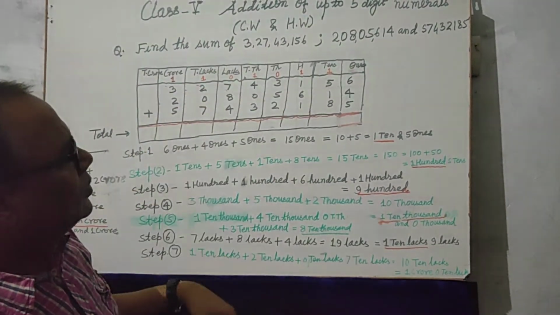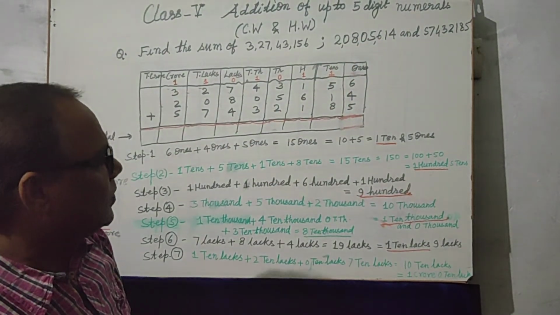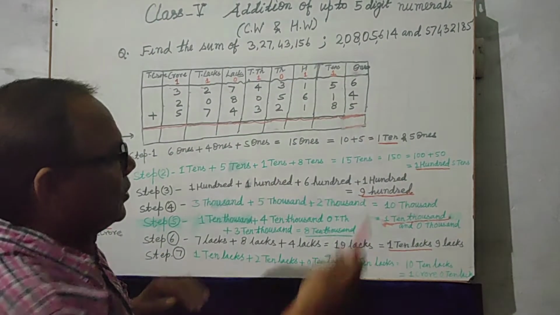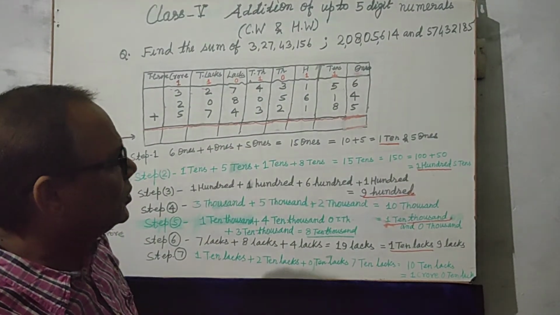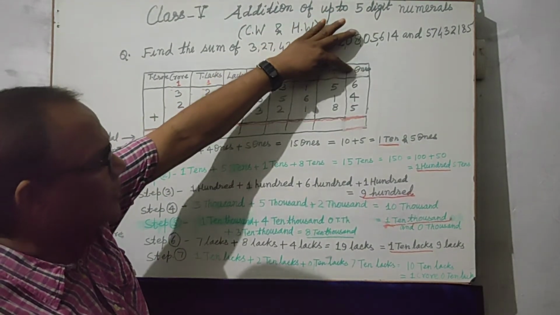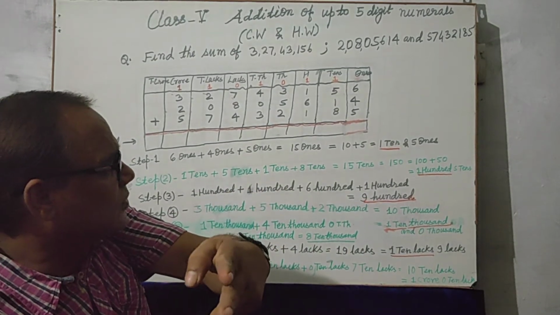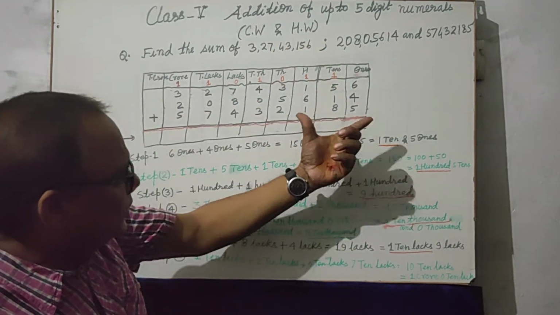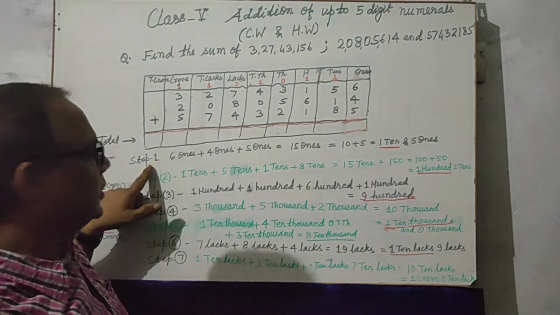According to this, write again these two numerals. How can we add? We start from right to left. From where will you start? You start from the ones. Do you know already? Because you are a student of class 5th, with the help of place value. The first step is written here.